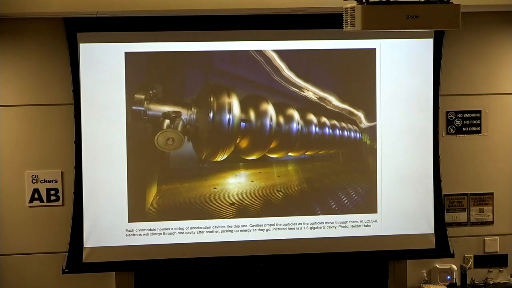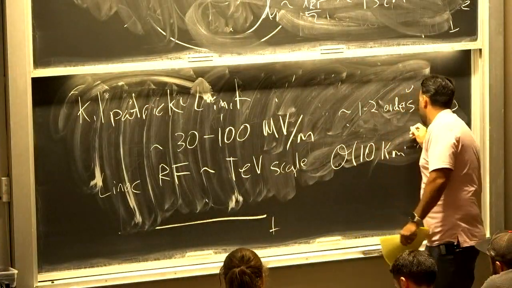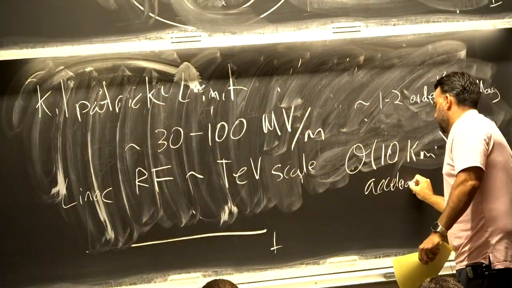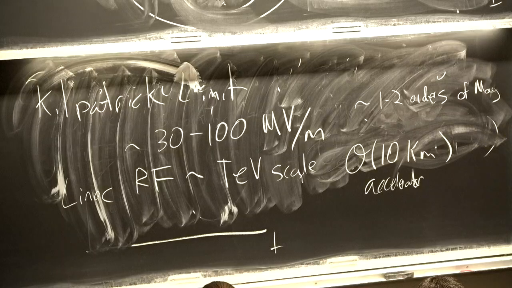So if we just do a linear accelerator, a LINAC, out of RF, what this means is, to get to the TeV scale, since I can drop a couple orders of magnitude, if I take the favorable 100 megavolts per meter, this tells me I now have an order 10 kilometer accelerator. Now again, this is assuming that I don't have to do anything else, that I just stack RF cavity after RF cavity, I get only 10 kilometers.